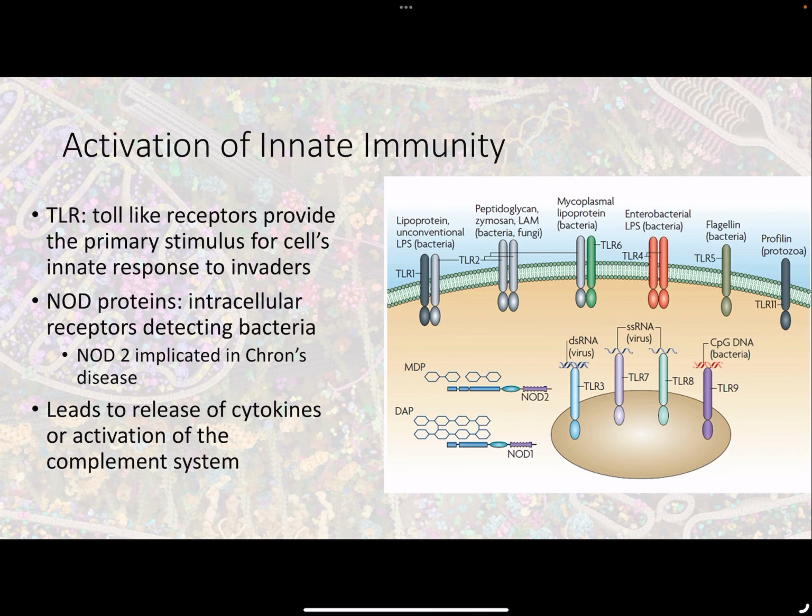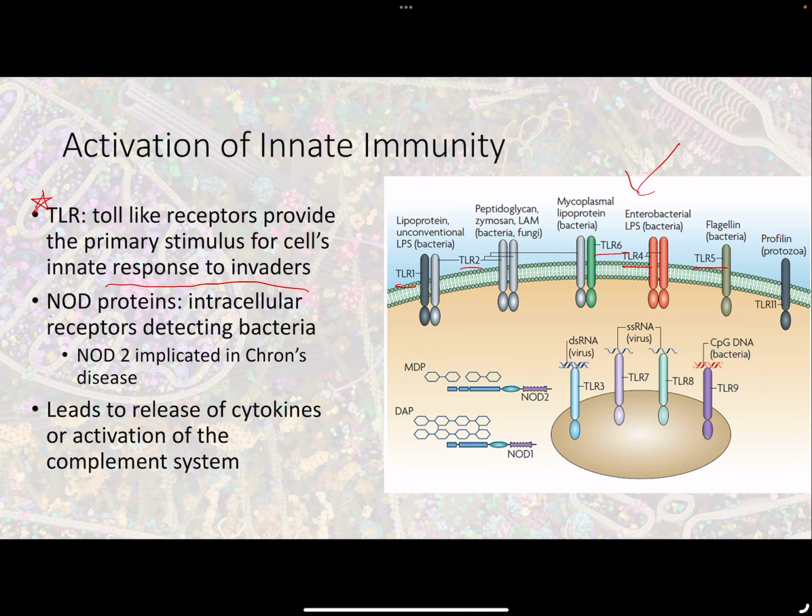So how does innate immunity get activated? There are a couple of major receptors that help with this. The toll-like receptors are one class of receptors that are very helpful for this. They provide the primary stimulus for the cell's innate response to invaders. There are many different types, TLR1, 2, and so on, and these are specialized for different types of invaders.